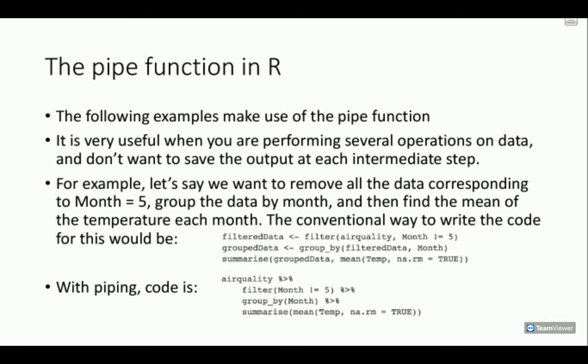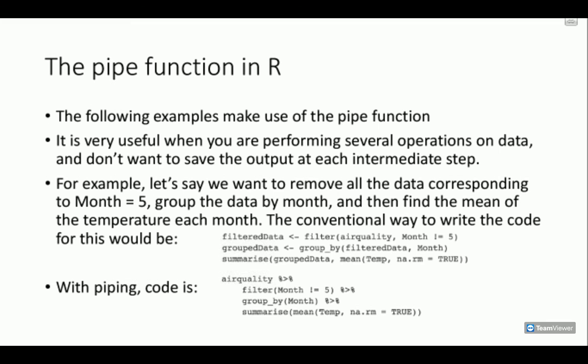In a similar way, R also has a pipe function, and it's just a symbol, which is the symbol you see here. There is a percent sign, then a greater than sign, and then another percent symbol. This is the pipe symbol, and it helps you take the output of one command and put it in another command.